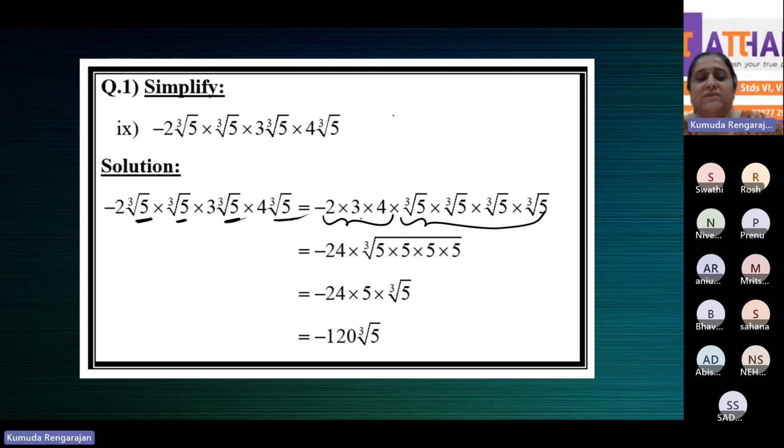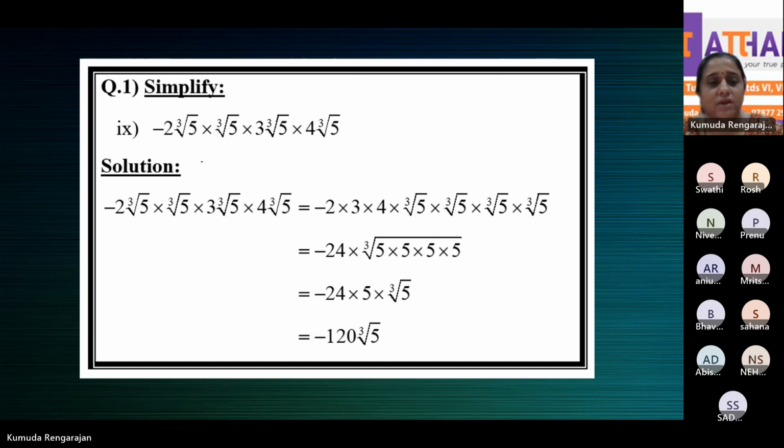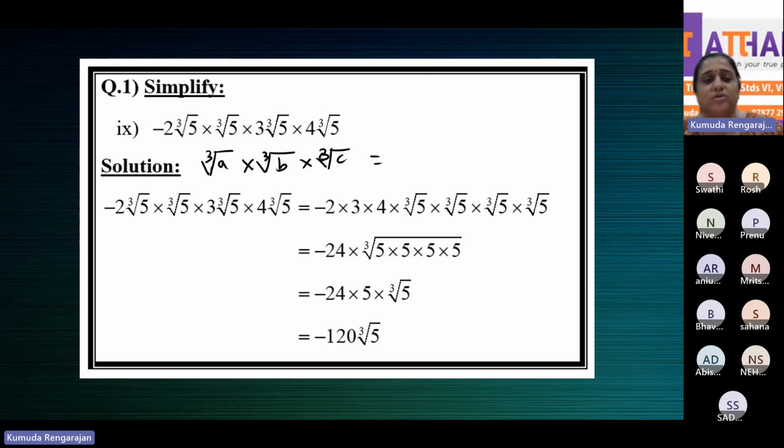And here, when you have cube root of a into, listen carefully, children, when you have cube root of a into cube root of b into cube root of c, you can write everything under the same cube root of a into b into c. If it's a product, if it's multiplication, and everything is under the cube root, you can write one cube root symbol and write a into b into c.